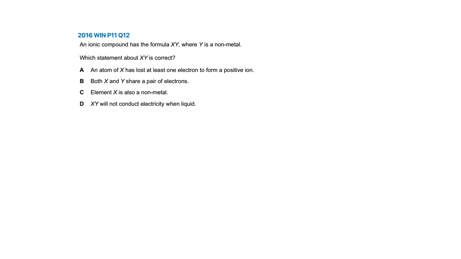An ionic compound has the formula XY, where Y is a non-metal. So that makes X a metal.